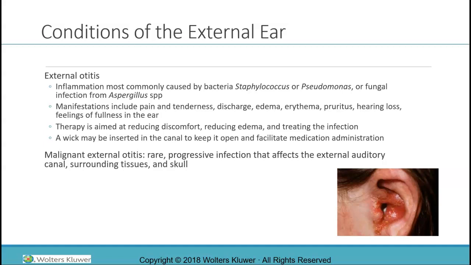And this is just a very irritating inflammation of the ear that's oftentimes caused by a staph or Pseudomonas, or sometimes from a fungal infection. The reason it's called swimmer's ear is because people who are immersed in water frequently tend to have a higher incidence of developing this external otitis.